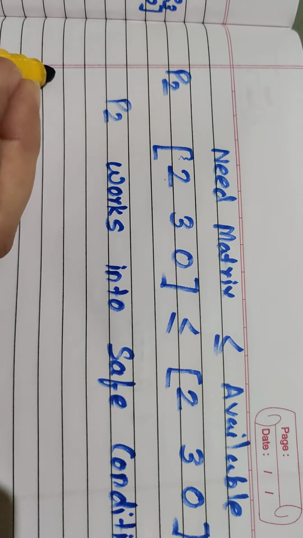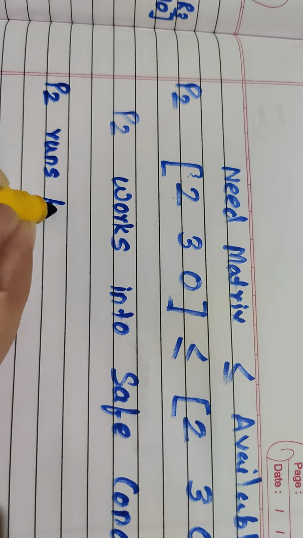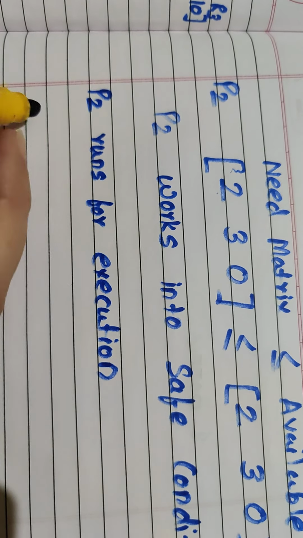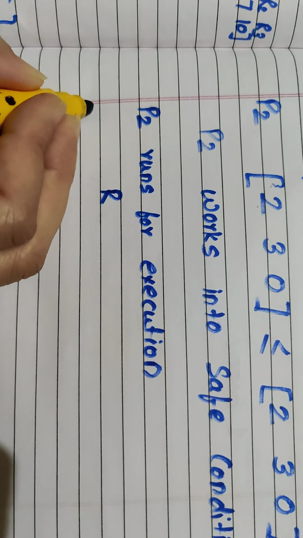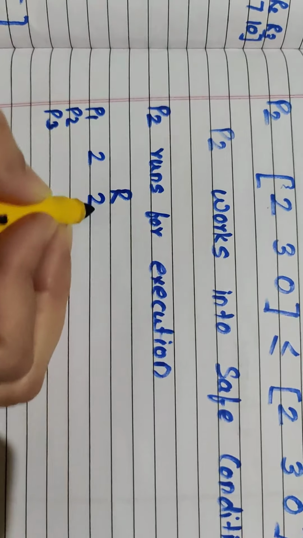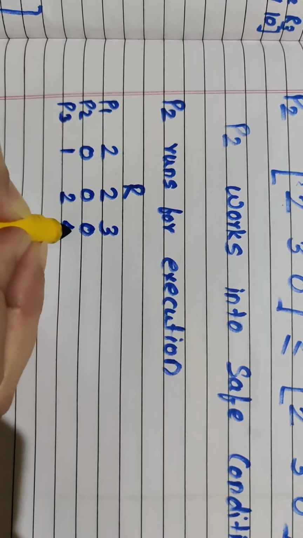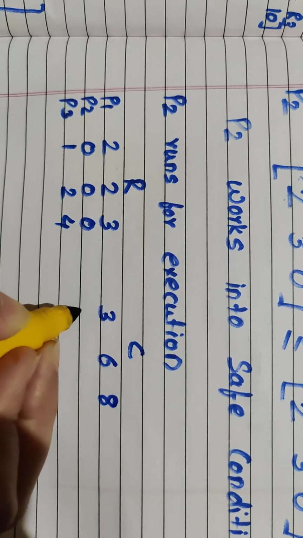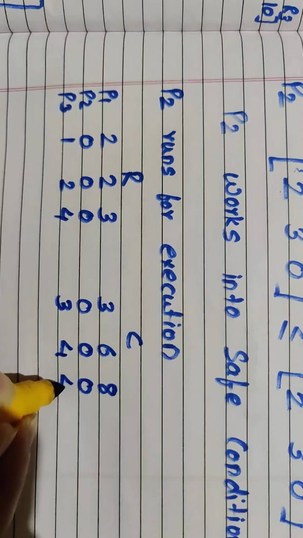Okay. So once P2 runs for execution, that means now the allocation matrix R will get changed. So P1, P2, P3: P1 will remain as it is, P2 will be 0, 0, 0, and here it will remain as it is. And the claim matrix C, again it will remain the same for P1. For P2 it will be 0, 0, 0. For P3 it will remain the same, 3, 4, 4.